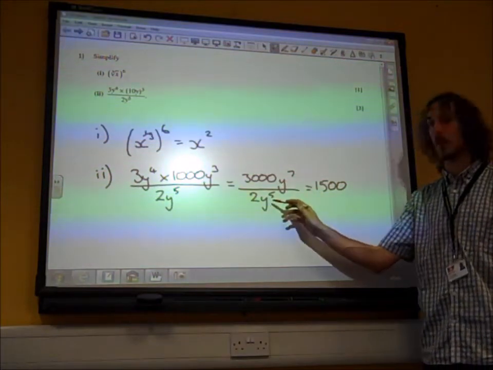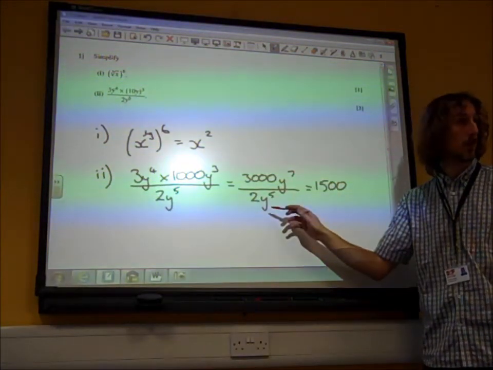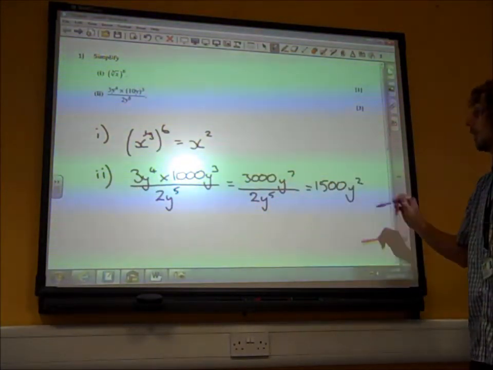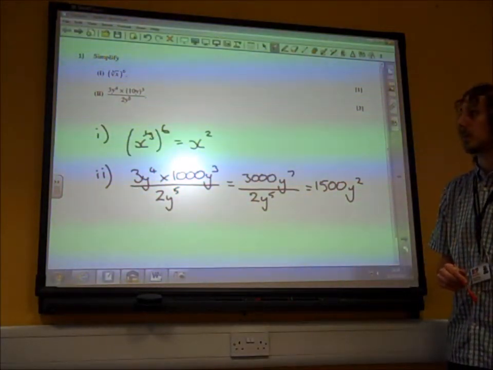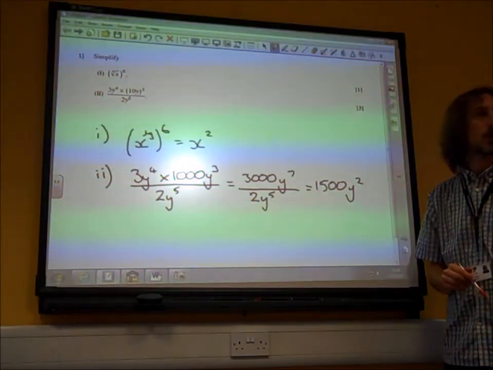And the y to the 7 over y to the 5, subtract the powers now. So we get 1,500 y squared. And that was quite a generous 3 marks for what we just did with that. Okay.